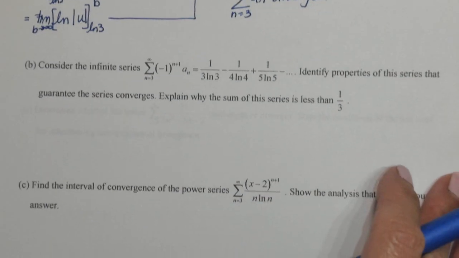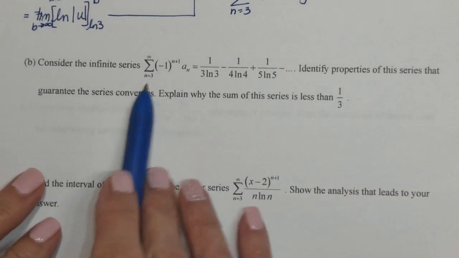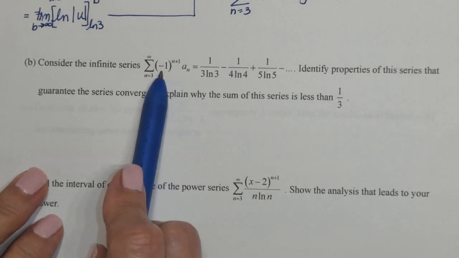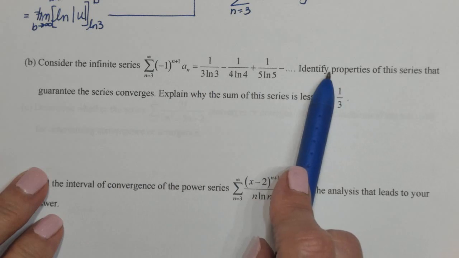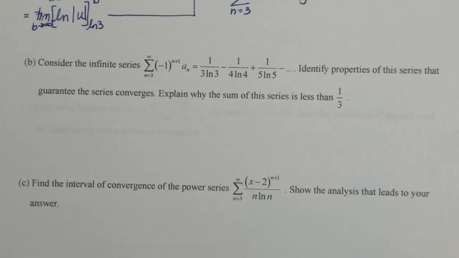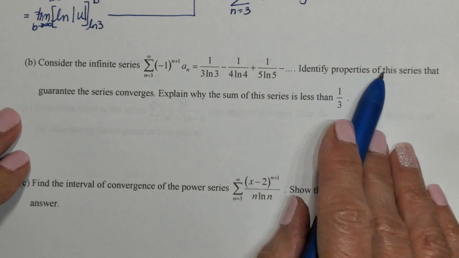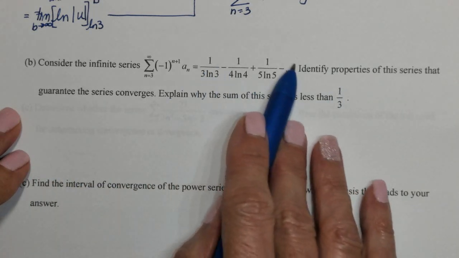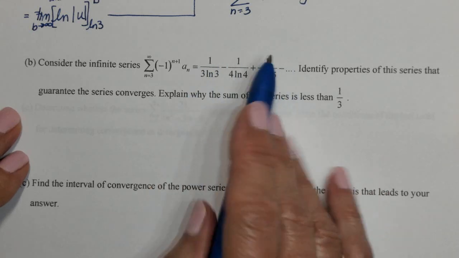Part B. Consider now this infinite series. So we still have that same a sub n, but now it's alternating. Identify the properties of the series that guarantee that the series converges. And then explain why the sum of the series is less than 1/3. First of all, what properties make this series converge?